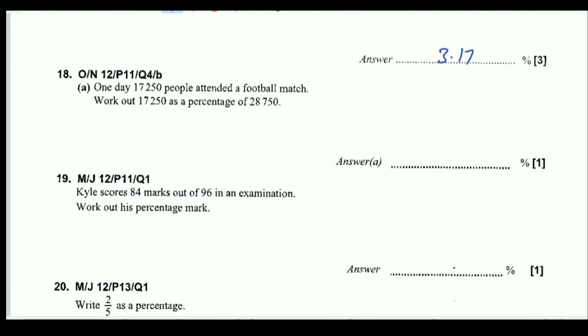Okay, one day 17250 people attended a football match. Work out 17250 as a percentage of 28750. So simple, 17250 over 28750 multiplied by 100. If you put it in the calculator, you will get 60%.